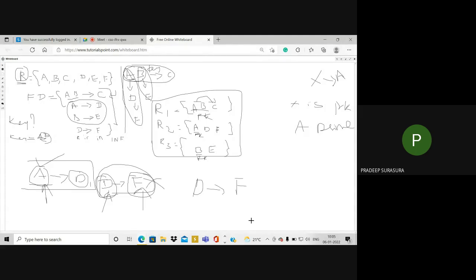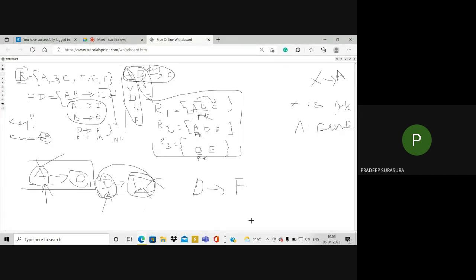See, it's very simple. D determines F. We can write it two ways. One way is D, and D determines F. If I say D is a non-prime attribute and it determines F, then a transitive dependency holds through a non-prime attribute. This violates third normal form.